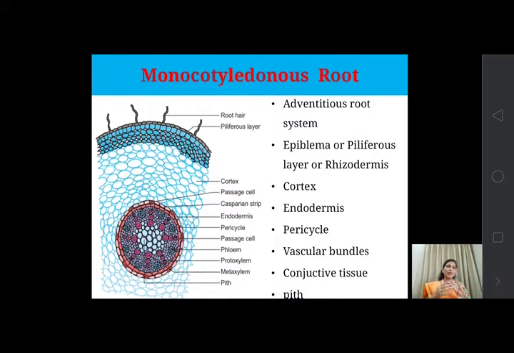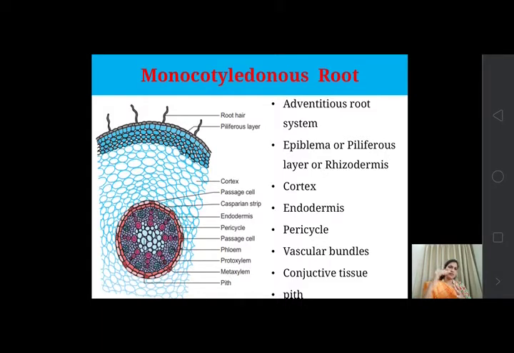Then the central part of the root is thin-walled parenchymatous tissue that is known as pith. The central part is known as pith. In older roots it is absent or degenerated. So the anatomical structure of the root is divided into three parts, basically: epiblema, cortex and stele.